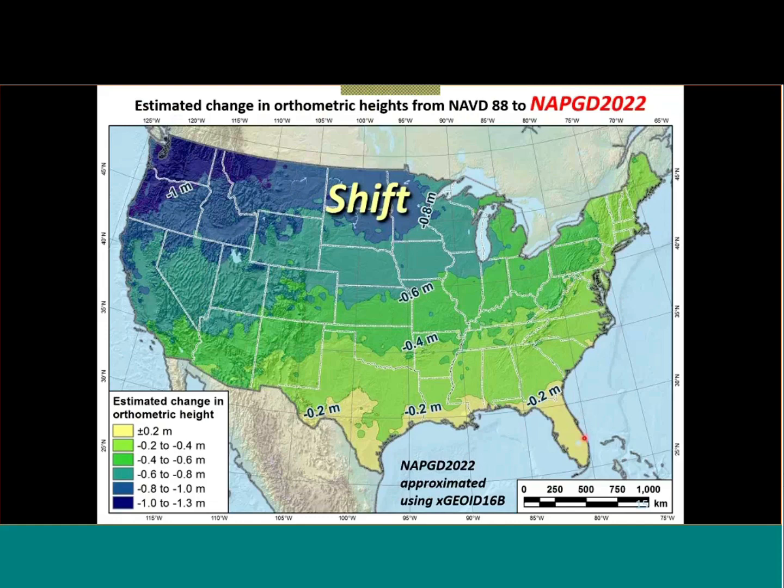It goes from nearly 0 in Florida, increasing pretty regularly across the United States, up to about a meter or so in the Pacific Northwest. And it's about half a meter or so in Arizona. About a foot or so, 1 to 2 feet in Arizona, and they'll decrease. And NAPGD 2022 heights will decrease with respect to NAVD 88. The change will be even greater in Alaska, about 2 meters there.